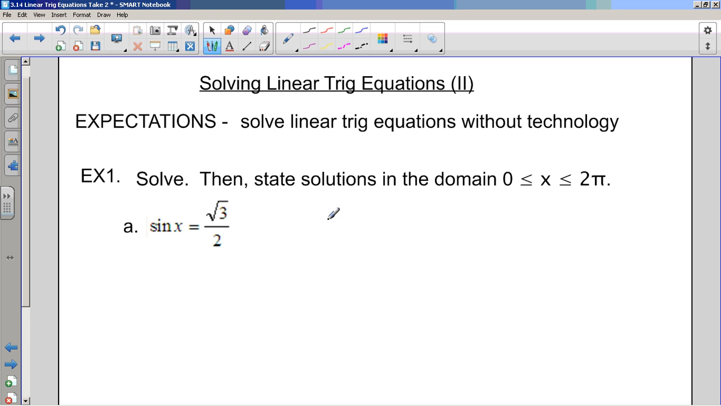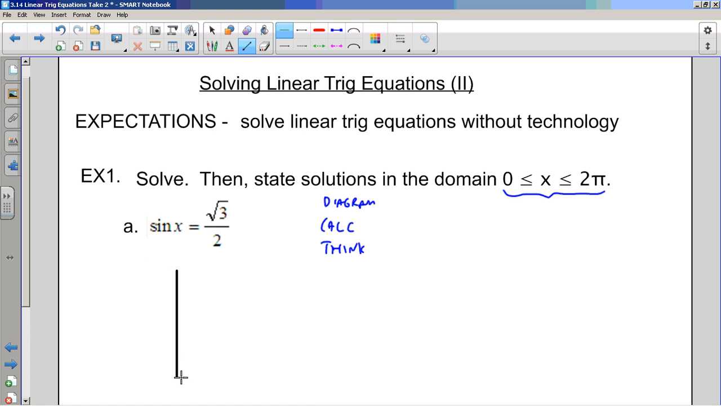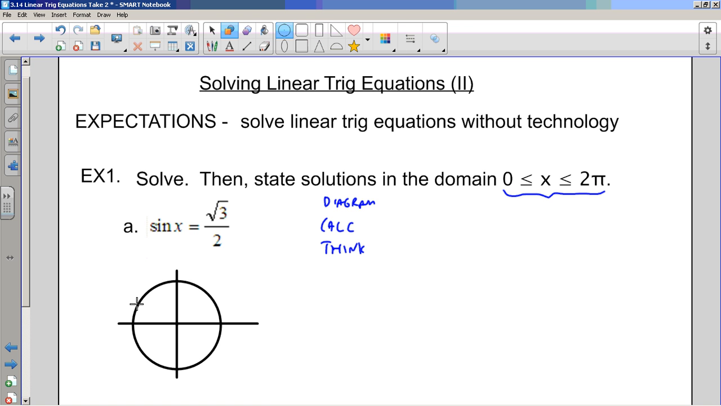Remember, the rest-all technique for solving any trig equation like this is 3 steps. Diagram, calculator, and then think about the other solutions, right? And notice it just wants the principal solutions, the solutions between 0 and 360, 2 pi. And so diagram, what do we mean for a diagram? Usually, depending on what this answer is, usually it's some sort of unit circle deal, right? So here's my unit circle.